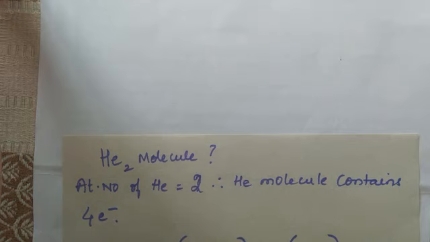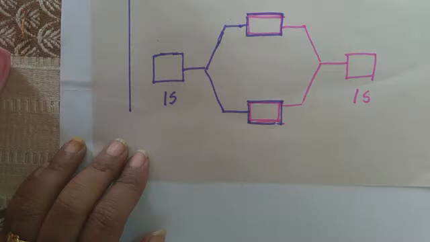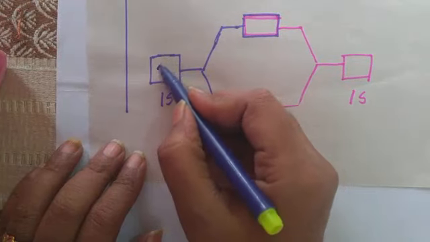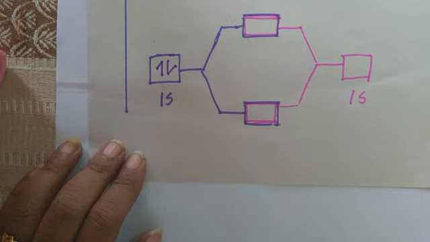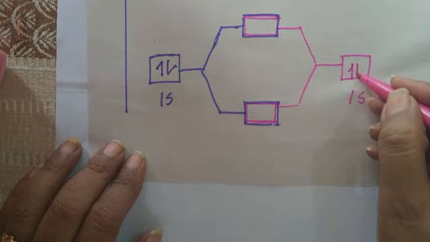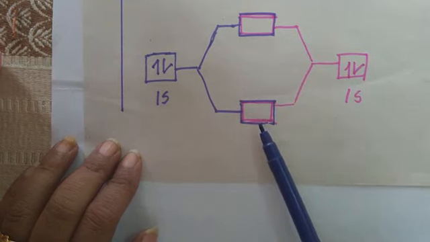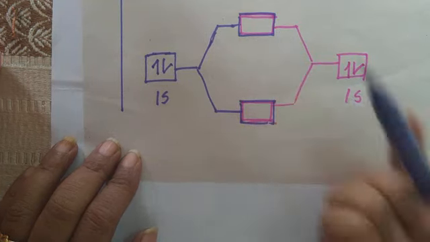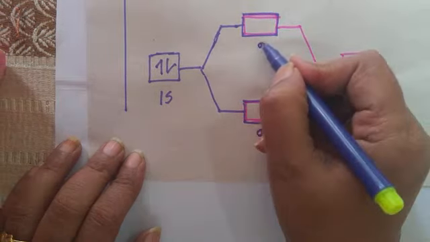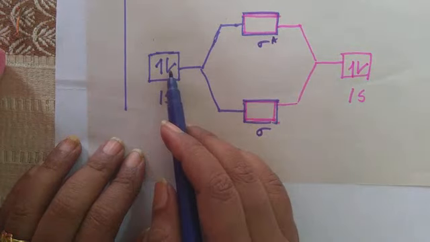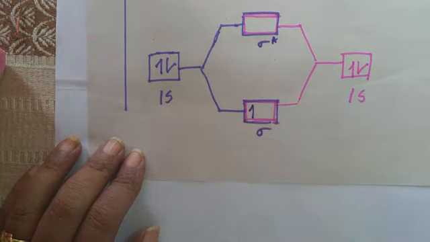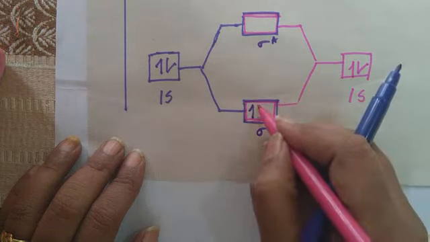Now we will write the energy level diagram for the helium molecule. So for one helium, how many electrons are there? There are 2 electrons. For another helium, there are 2 electrons. Okay. Now they are going to sit in the BMO and ABMO. So this is sigma, this is sigma star. So one electron from here comes and another electron from the other helium.